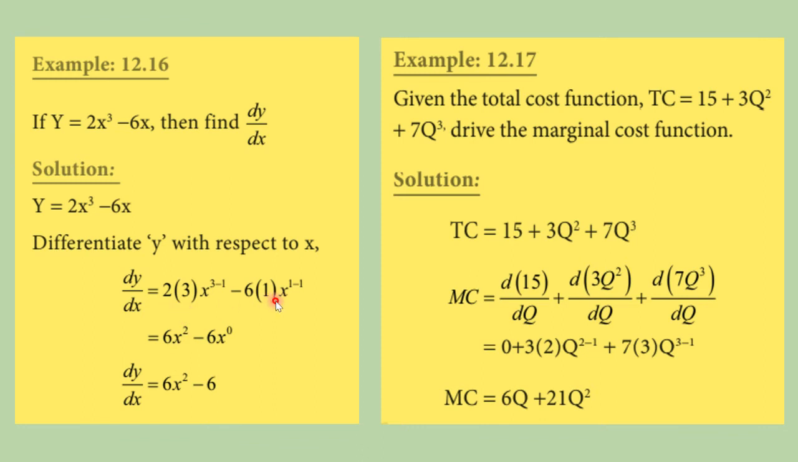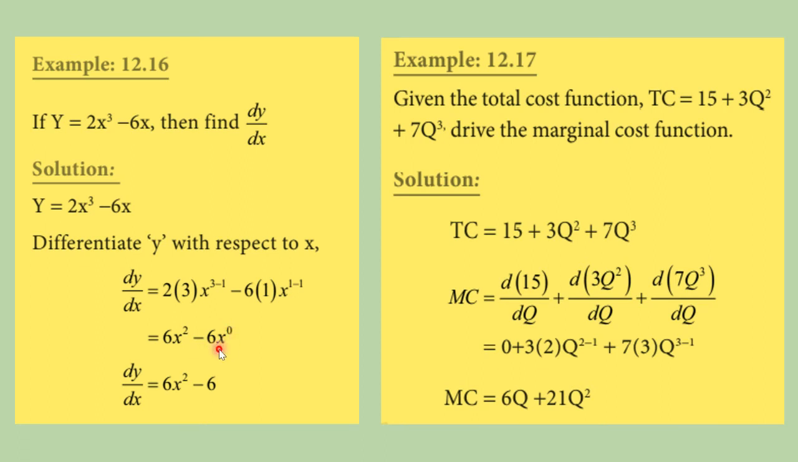We have written the steps here. 3 into 2, 6. x power of 3 minus 1 will give you 2. For this, what did I say? If a variable is just written x or y or z, it means the power is 1. So we have power 1 here. 1 into 6 will give you 6. Then x power of 1 minus 1. 1 minus 1 is x power of 0. What happens when you take 1 from 1? It becomes 0. So the answer is 6x square minus 6x power of 0.